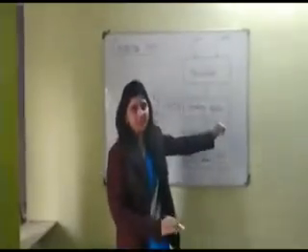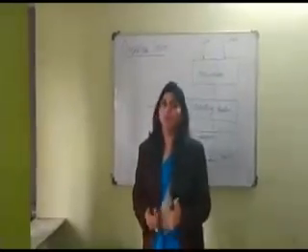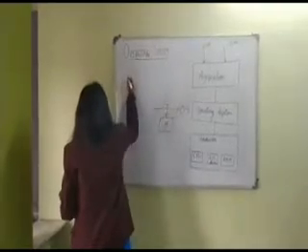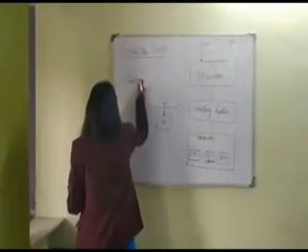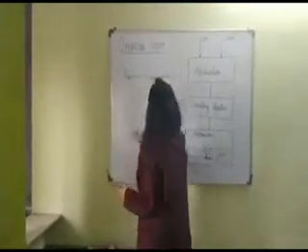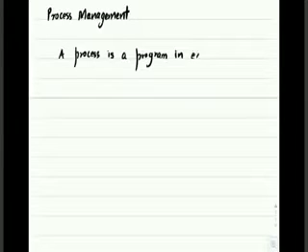Now, the next point is what is the functionality of an operating system? So, the functionality of an operating system is process management. You know that a process is a program in execution. Whenever we have to execute something, we have to give instructions to the CPU in the form of programs.